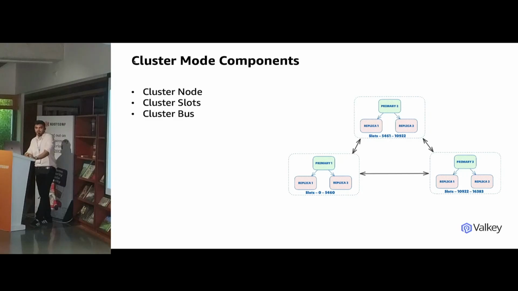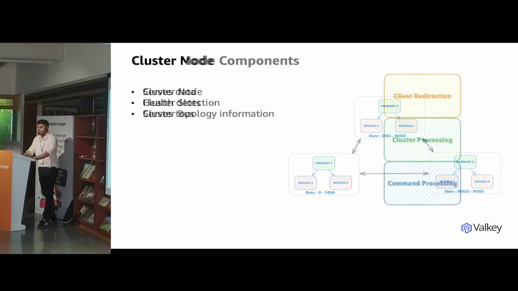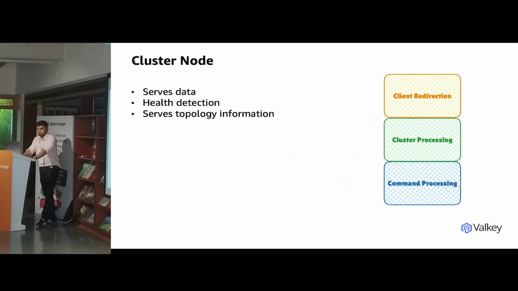So in order to build a cluster, we need 3 different pieces to handle this decentralized architecture. The first is the node itself. The second is a way to shard data across the nodes. And the third is some form of intercommunication between these nodes, which we call the cluster bus. So let's look into the cluster node.